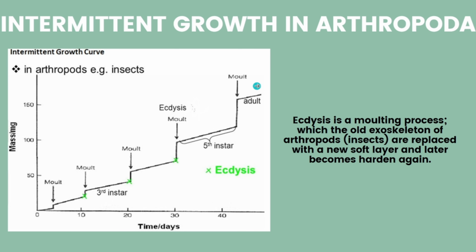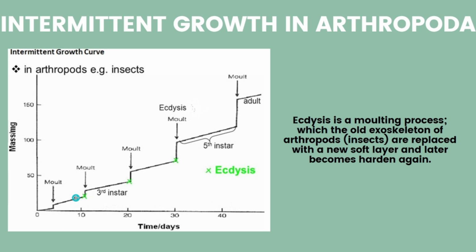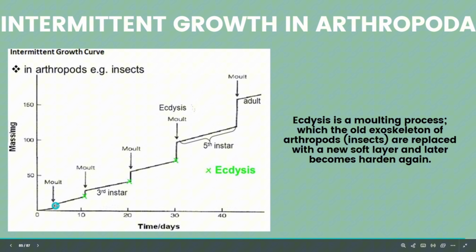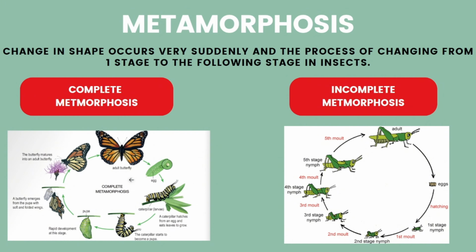So the growth of arthropoda, like insect, will show like this. Meaning that when there is no ecdysis, no molting process, the growth is constant. After that, once they have molting, the growth suddenly increases. There is no time limit. Once they molt, the growth suddenly increases, and then the growth is constant again, ecdysis occurs again, and then growth suddenly increases. So this is what we call ecdysis.